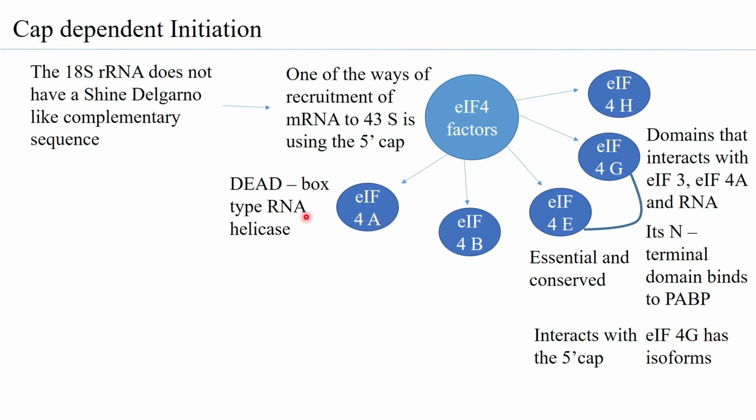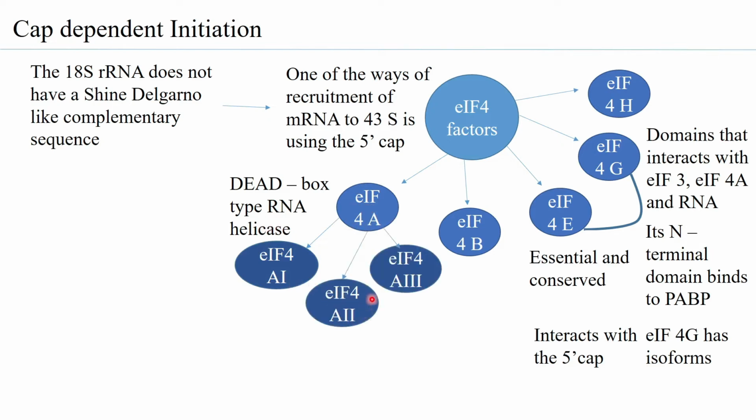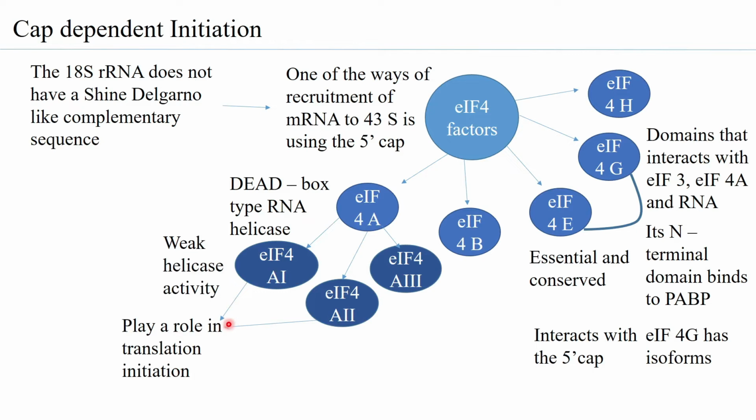EIF4A is an RNA helicase and it belongs to the family which has the DEAD conserved sequence in its structure. Now, here EIF4A has three subforms: A1, A2, A3. Of these three, A1 and A2 play a role in translation initiation. It has a weak helicase activity, so it will be using ATP as well, but the helicase activity is weak.